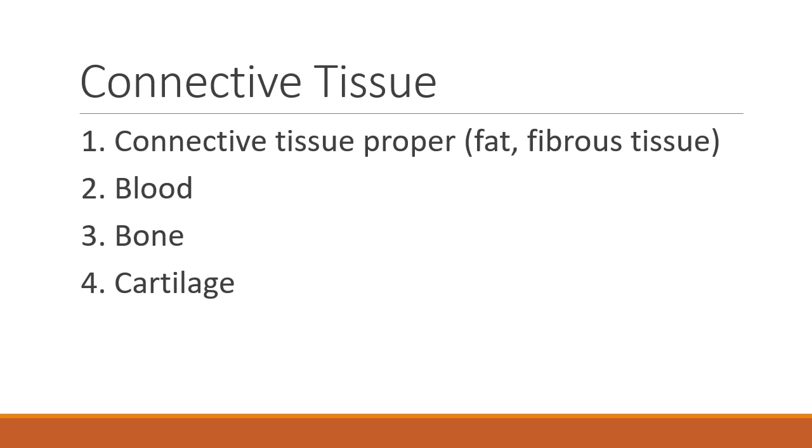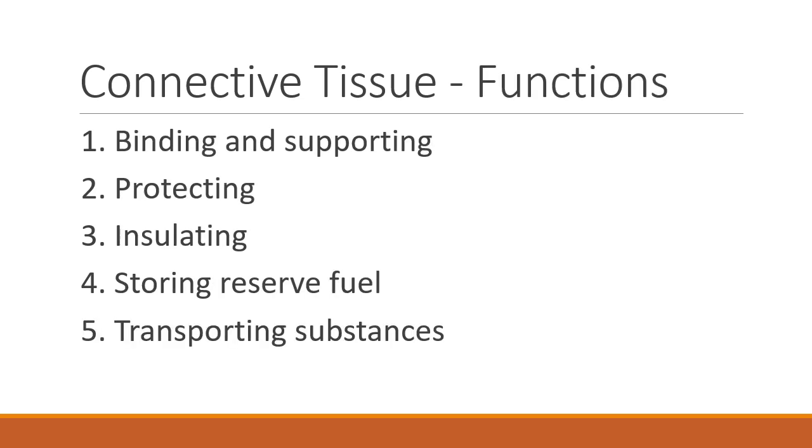So there are 4 classifications of connective tissue, and they're listed here. The first one is called, it's a long name, connective tissue proper. And that consists of fat tissue and fibrous tissues. You also have blood, bone, and cartilage. And so those are the 4 main classifications of connective tissue we'll talk about today.